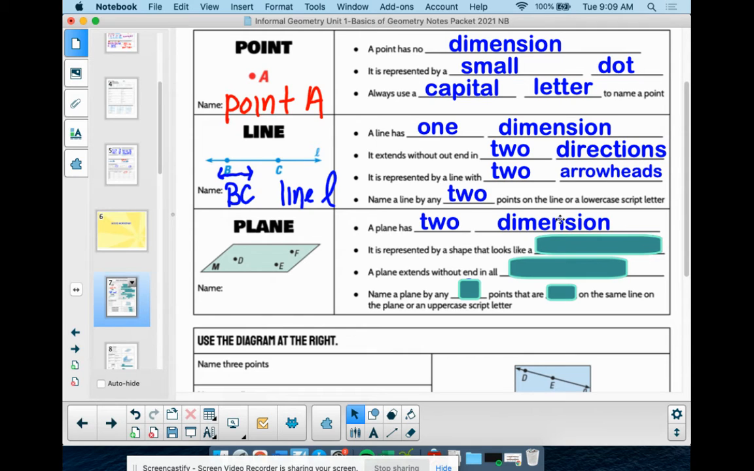In a drawing, we use a shape that looks like a floor or wall, or kind of like this box here. That's how we show it in a drawing. It's like a flat surface. So think of your desktop, the side of a book, a box, anything that's flat. It extends without end in all directions. So again, it's going to go up and down for forever and side to side for forever.